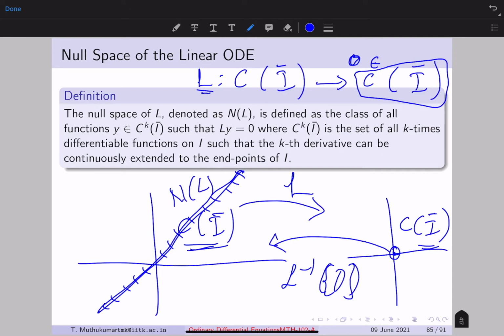So what is the null space of L? The set of all y such that Ly is 0. So the set of all y in the domain such that Ly is 0. That is the null space; it's basically the inverse image of the 0 element. So what is Ly0? Ly0 is the solutions corresponding to the 0 function. So all solutions corresponding to the 0 function form the null space of L.